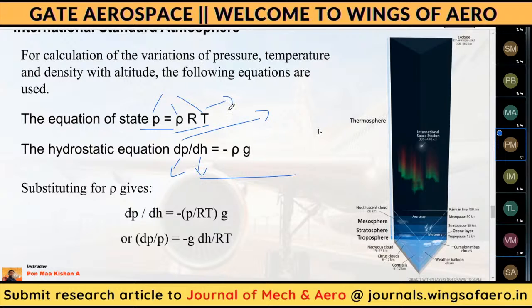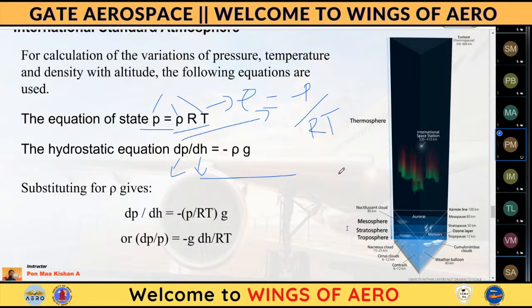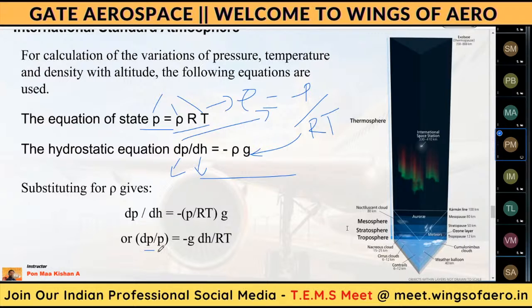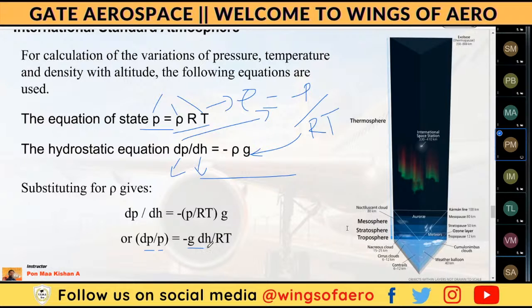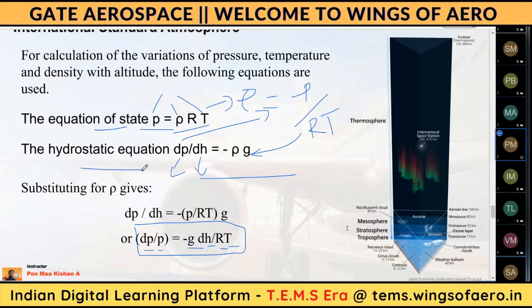So from here, if we calculate rho, rho is given by pressure divided by RT, where R is the gaseous constant, right? So substitute this in the hydrostatic equation. So the change in pressure divided by pressure at the particular level, either sea level or a particular altitude, and g is gravitational acceleration, dH is altitude, R is gaseous constant, and T is temperature. Okay. So from the basic equation of state and hydrostatic equation, the change in pressure can be calculated.